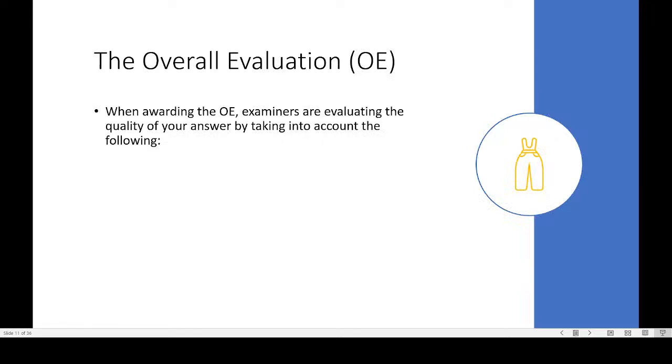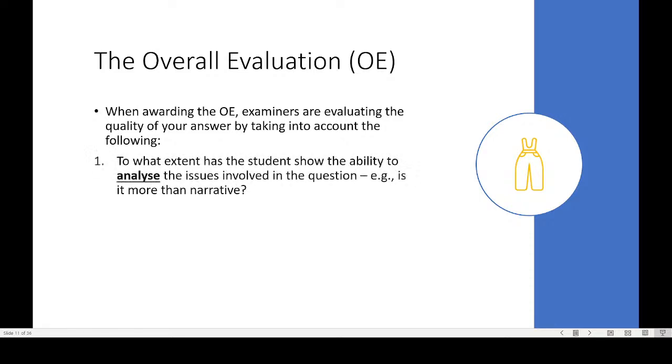So the OE. When awarding the OE, examiners are evaluating the quality of your answer by taking into account the following. So we have 3 different things that examiners will take into account. Firstly, to what extent has the student shown the ability to analyze the issues involved in the question? E.g., is this more than narrative? So we see that word analyze pop up again. That's a quote taken directly from the marking scheme.